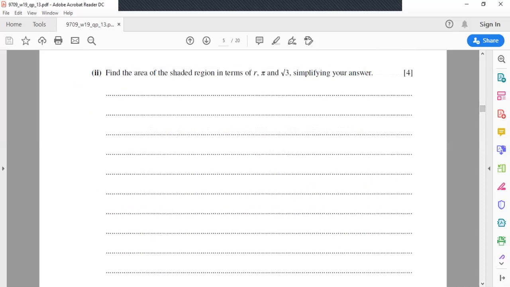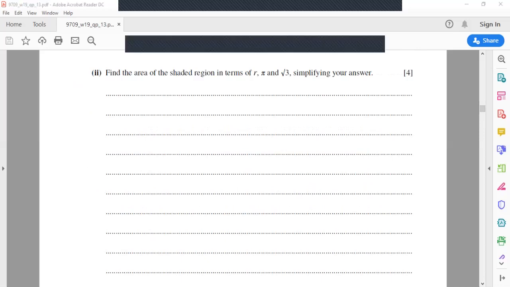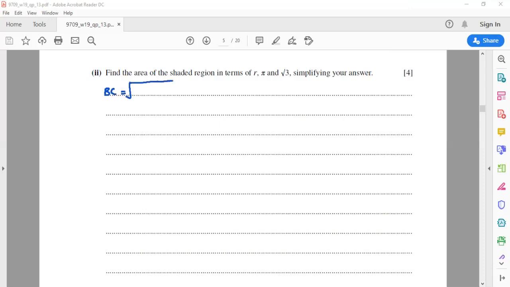So by using the Pythagoras theorem now, BC is equal to square root of (2r) whole square minus r square. So it gives us 3r square, and we know this is square root 3 r. Now area 1 is the area of the whole triangle, which is half, base is r, and height is square root 3 r. So this becomes square root 3 over 2 r square.